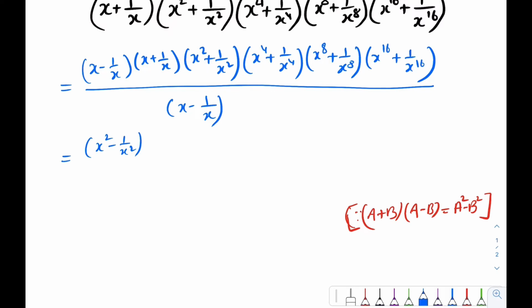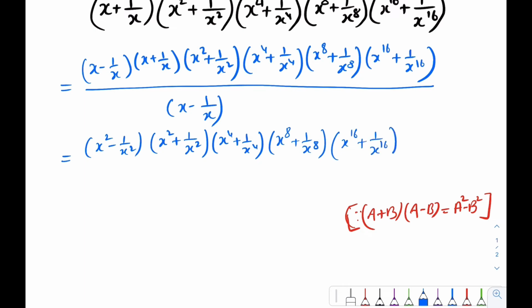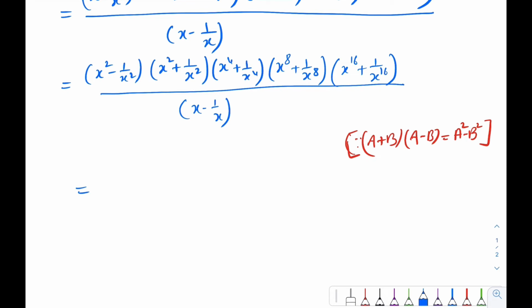Next, our remaining terms are the same. So we write (x² + 1/x²)(x⁴ + 1/x⁴)(x⁸ + 1/x⁸)(x¹⁶ + 1/x¹⁶) upon (x − 1/x). And this is equal to, now again we take the first two terms and we have x⁴ − 1/x⁴, and the remaining terms are the same.